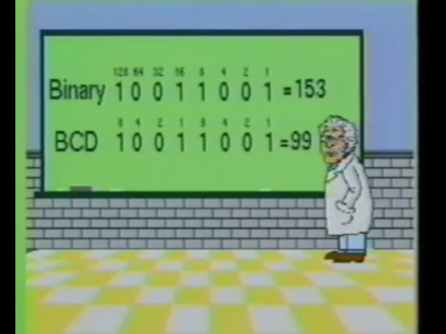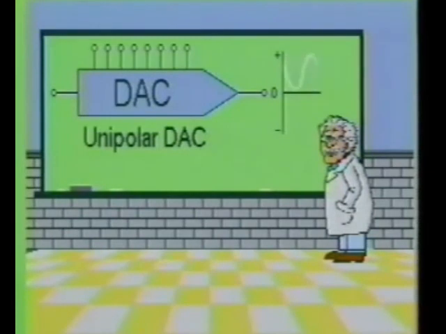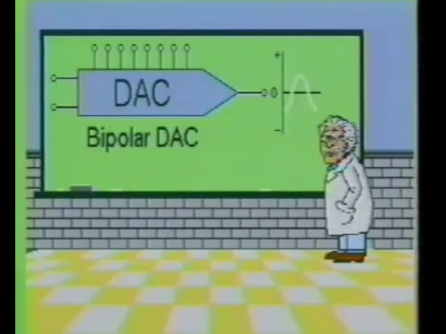The digital information placed at the inputs of the digital to analog converter may be in straight binary or in the BCD format. The resistors in the binary weighted ladder configuration double in value as they go from the most significant bit to the least significant bit. The unipolar DA converter will generate an analog output of one polarity only. The bipolar DA converter, on the other hand, will generate an analog output capable of both positive and negative output signal levels.